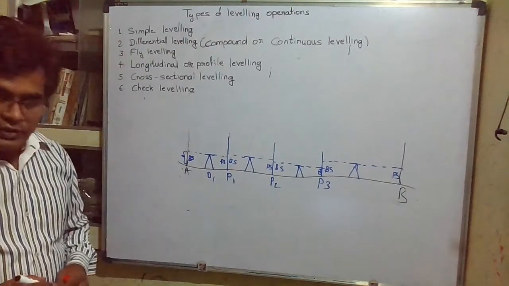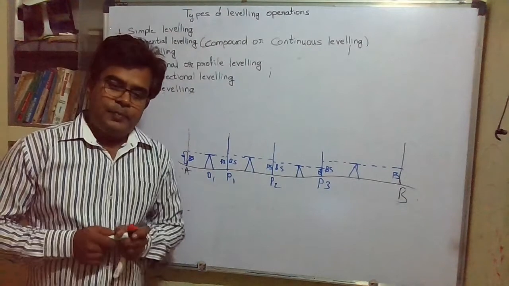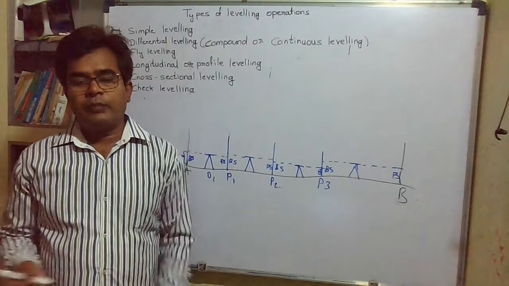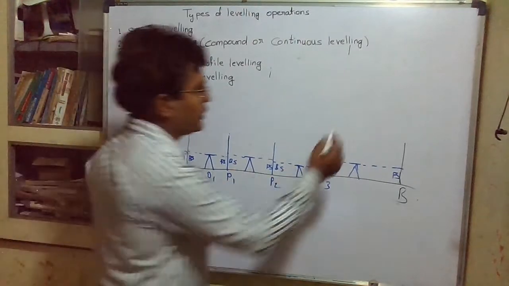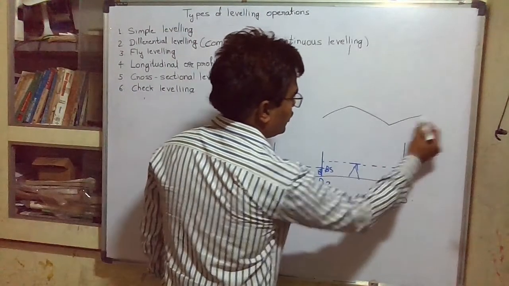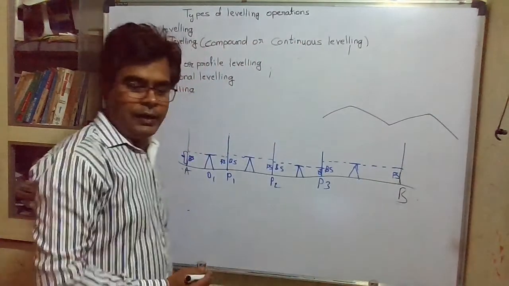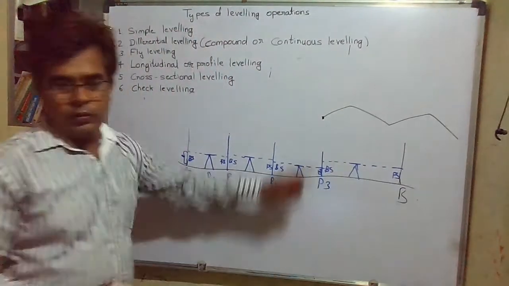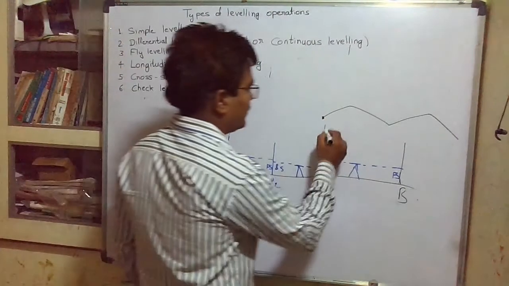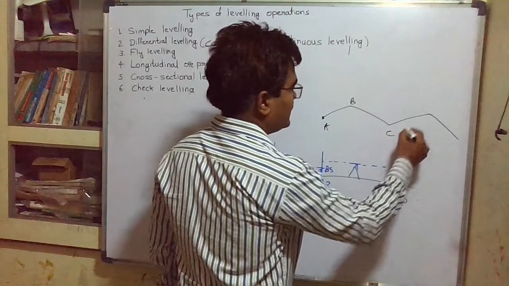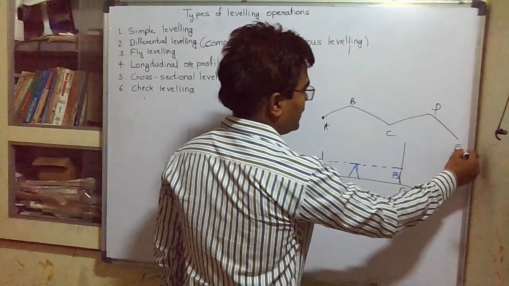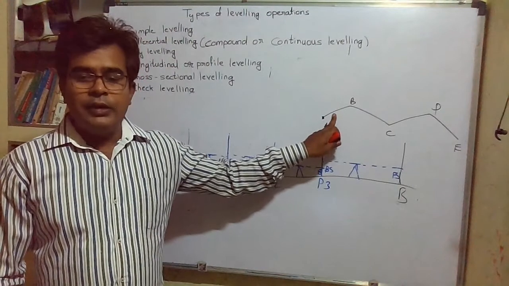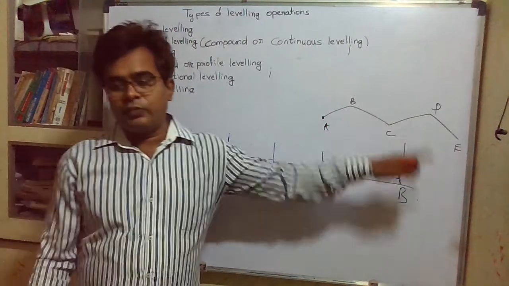Fly leveling is nothing but differential leveling, which is used to know the RL of the starting point of an alignment. Suppose we are doing some work here. Suppose there is an alignment of a road, A, B, B, C, C, D, and D. This is our alignment of road, and we have to find the undulations of the ground for this project.